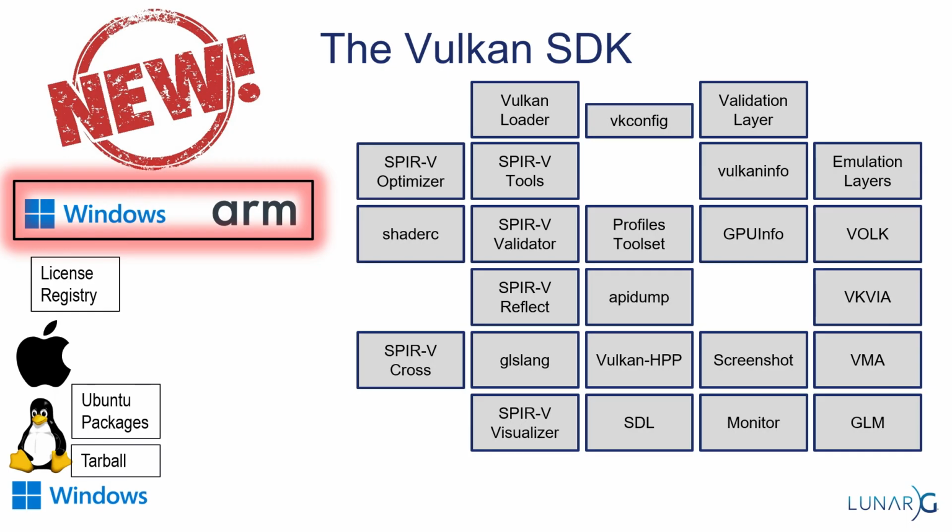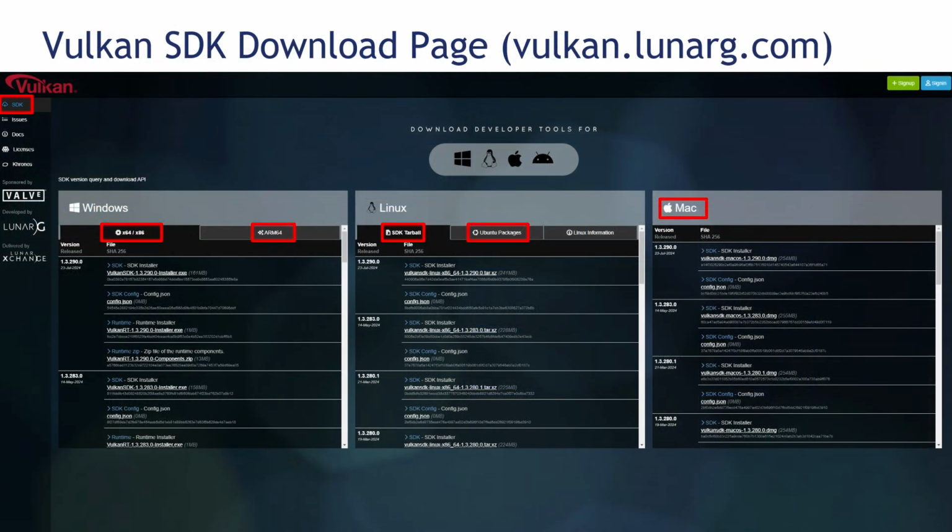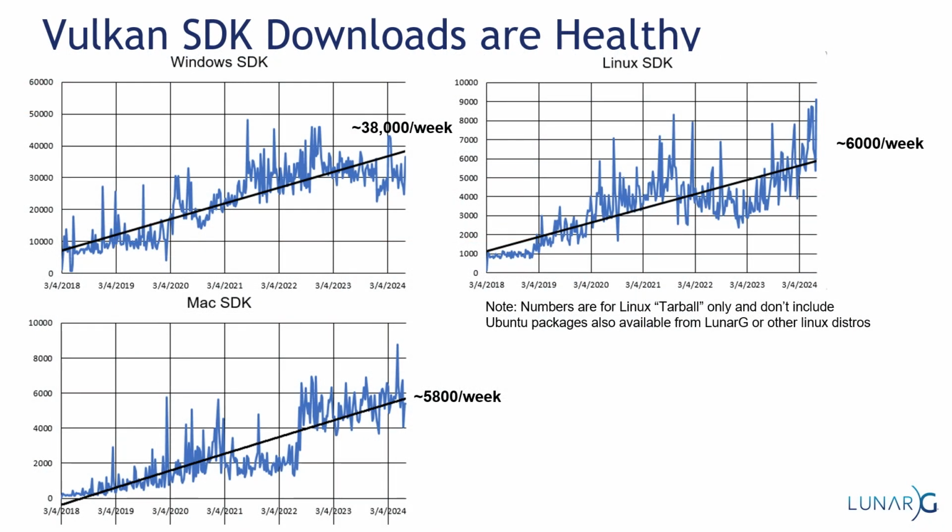We have some of these systems in our CI inside of LunarG, and it is quite zippy. The development workflow on Windows on ARM will be identical to what you've been doing on Windows x86, x64. As usual, this is where you get your SDK, but now I get to put a red box around the ARM64 platform that we have under the Windows box. Downloads continue to be healthy. We're running at about 38,000 a week right now, just for the Windows SDK.